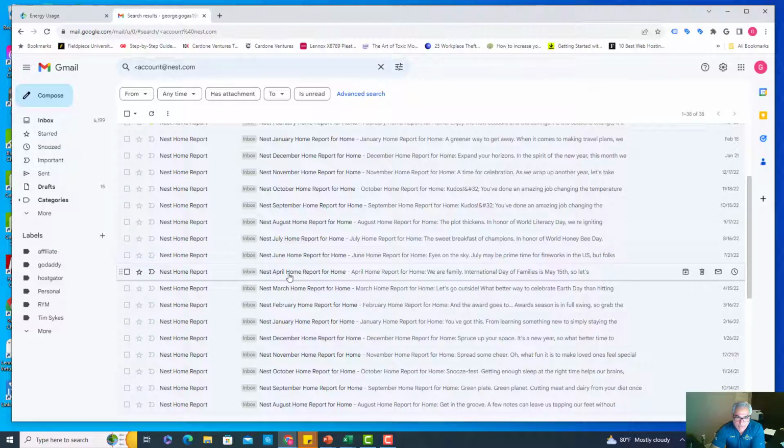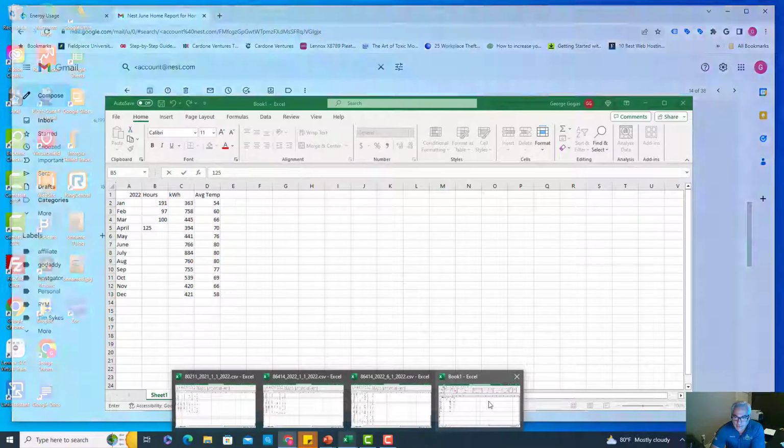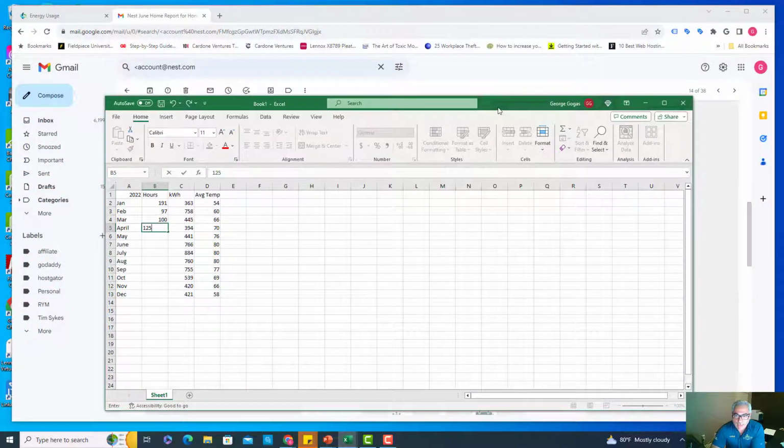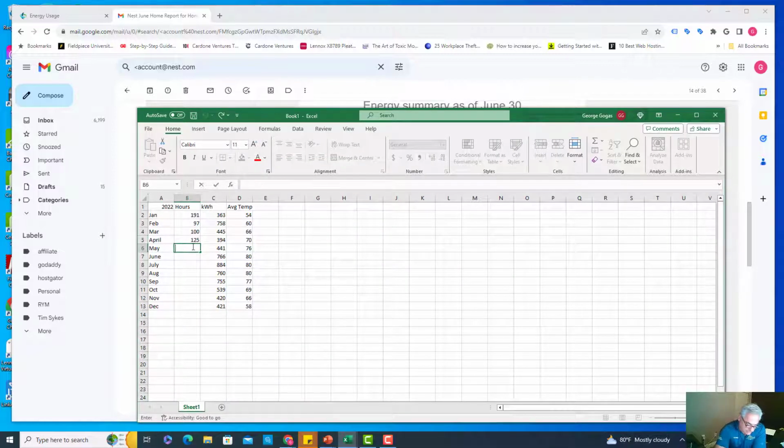April. Where's my May? I don't have May. It should show up here. May was 225. I might have deleted that one by accident, but nevertheless, thank God it's there for both. So we have May at 225 and June at 317.